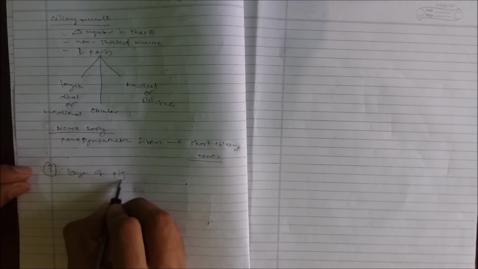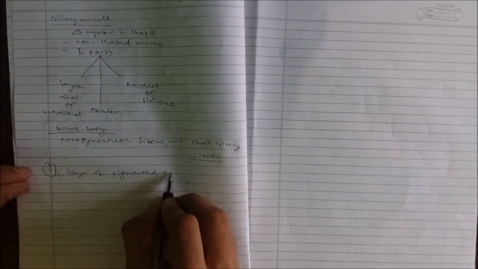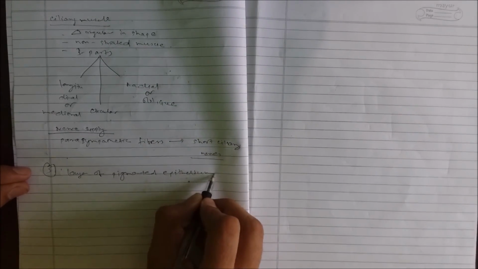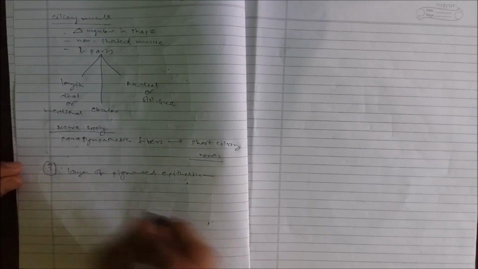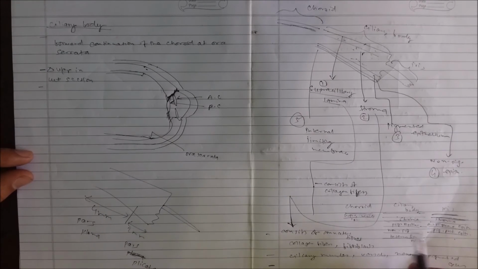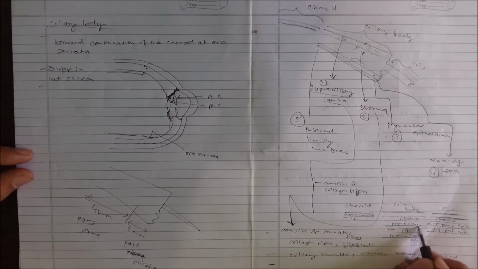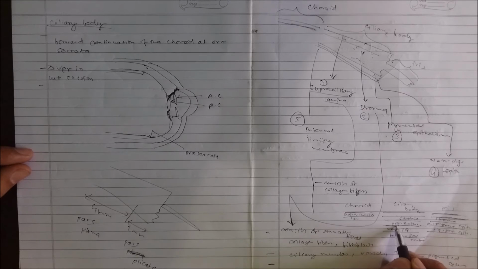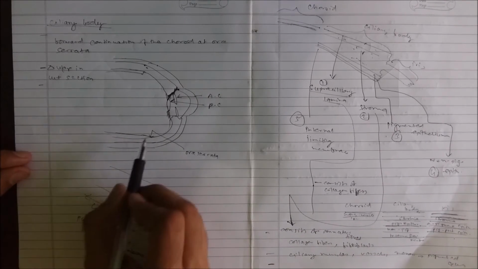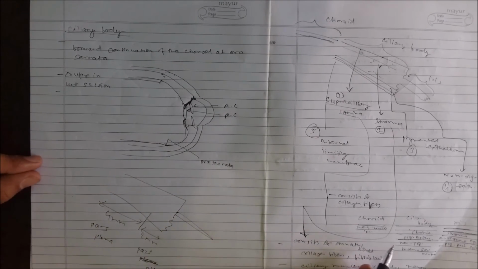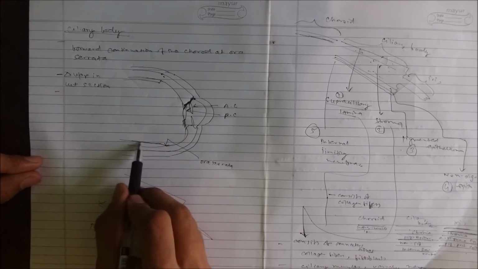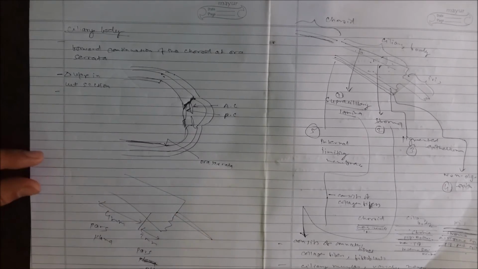Now let's come to the third layer, and that is the layer of pigmented epithelium. The layer of pigmented epithelium is the forward continuation of the retinal pigment epithelium. You can see this pigment epithelial layer is the continuation of the retinal pigment epithelium, which we have not drawn here. You can see the retinal pigment layer in this retinal layer. Anyways, you just have to memorize this.